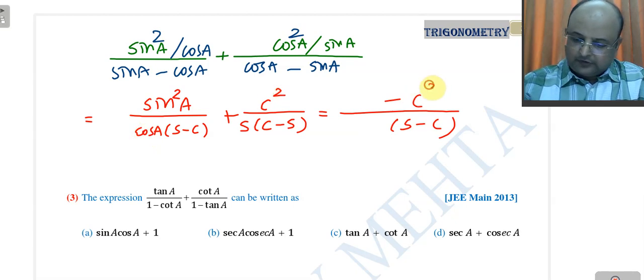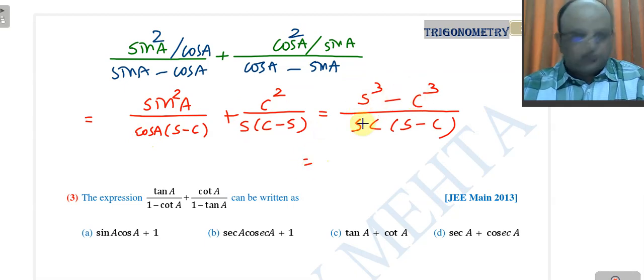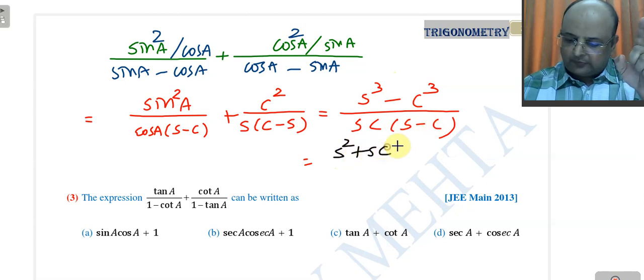This cos A will be here, that is cos cube. S will be here, so it is S cube and SC. Hope you understand. S cube minus C cube has two factors, S minus C. I don't even factorize, I just observe the factor and cancel it out. S minus C cancels, and you are left with S square plus SC plus C square upon SC.